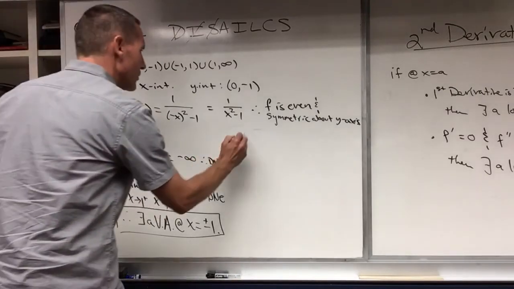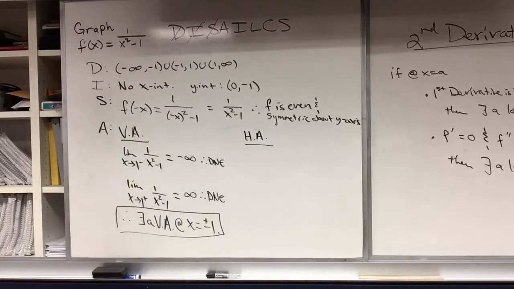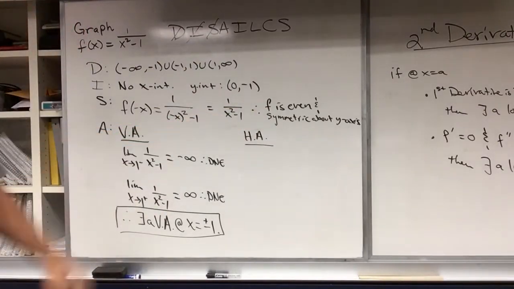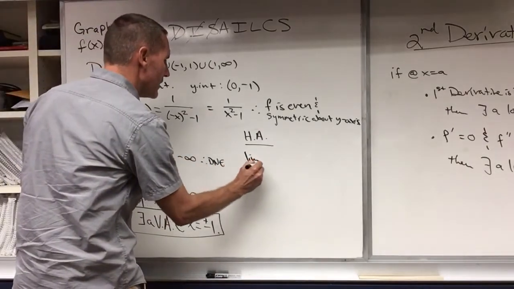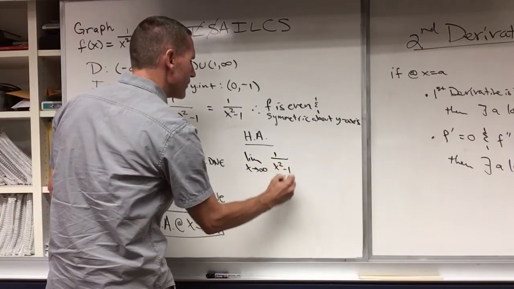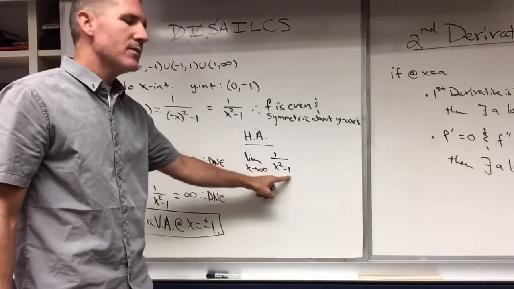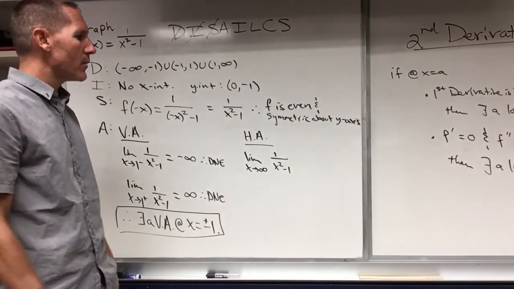For horizontal asymptotes, we look at the limit as x approaches infinity and the limit as x approaches negative infinity. Due to the nature of this problem and the fact that it's symmetric about the y-axis, I only have to focus on one of those, and the other is going to be the same. If I look at the limit as x approaches positive infinity, the denominator is getting infinitely large while the numerator is only going to be 1. So 1 over something that gets very, very large goes to 0.